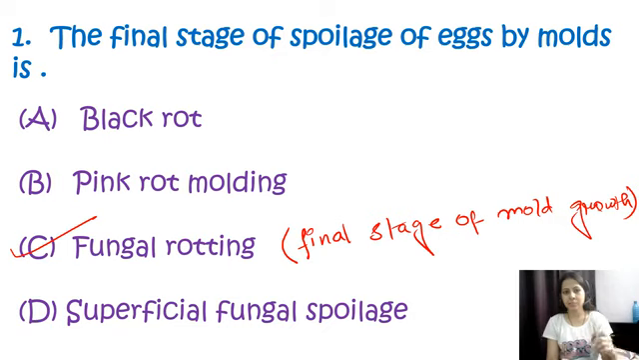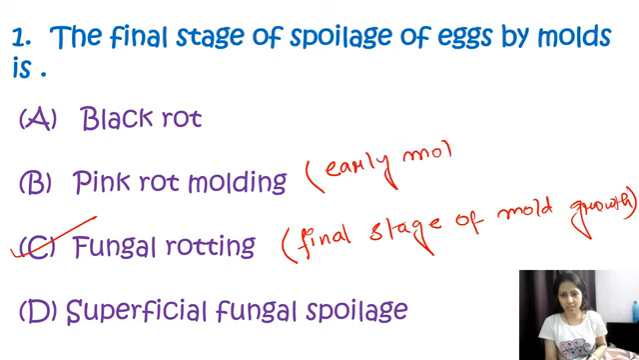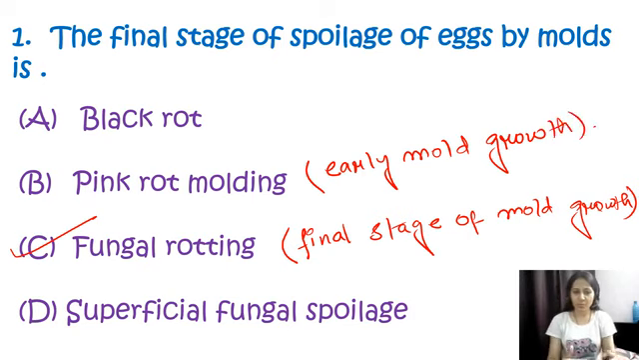Whereas the early mold growth is termed as pink rot molding. But over here my correct option will be option number C, that is fungal rotting.